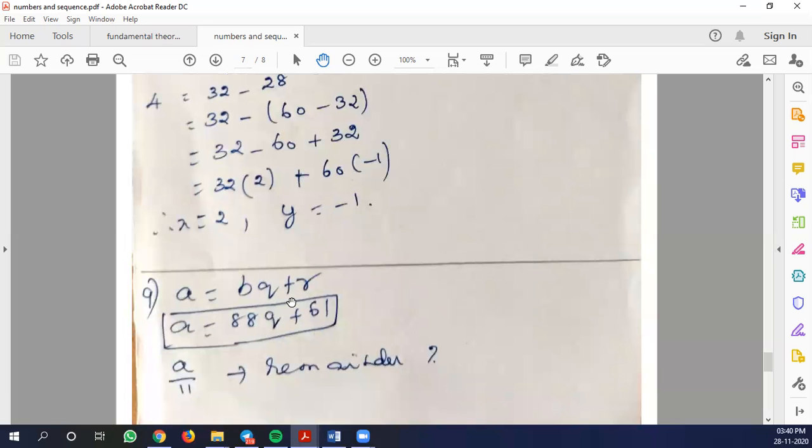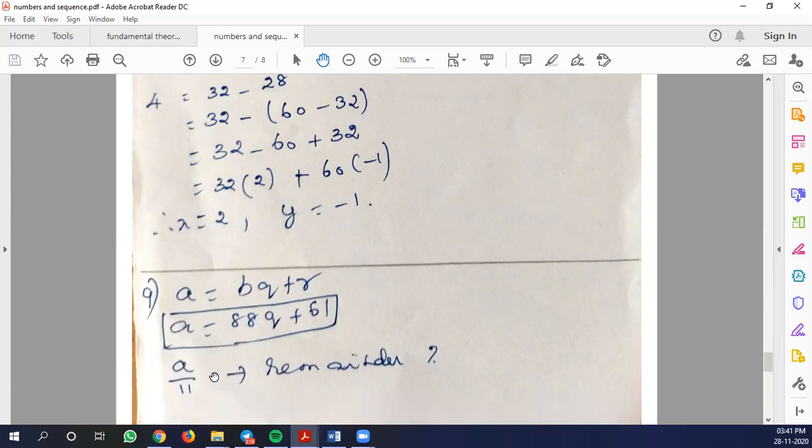Ninth sum. A positive integer when divided by 88 gives the remainder 61. What will be the remainder when the same number is divided by 11? So A is equal to BQ plus R. When divided by 88, the quotient is Q and the remainder is 61.